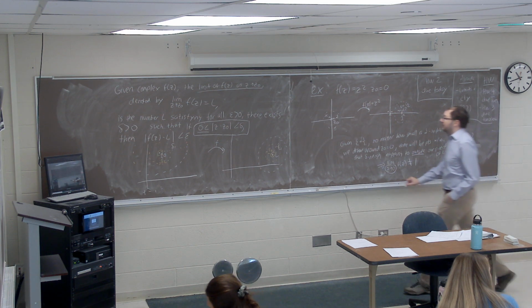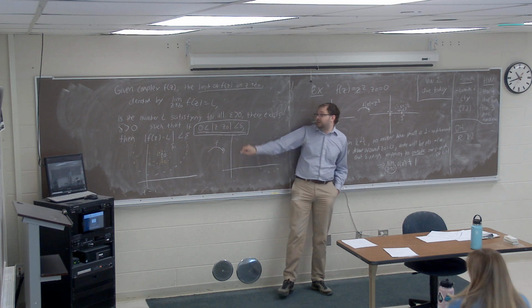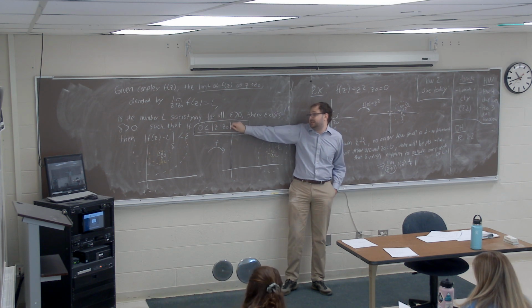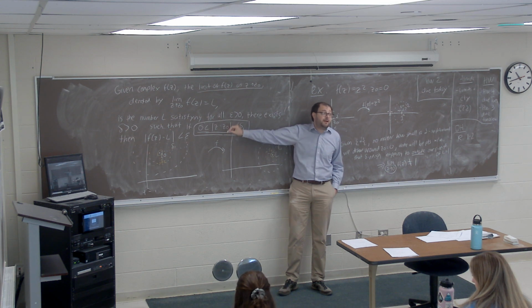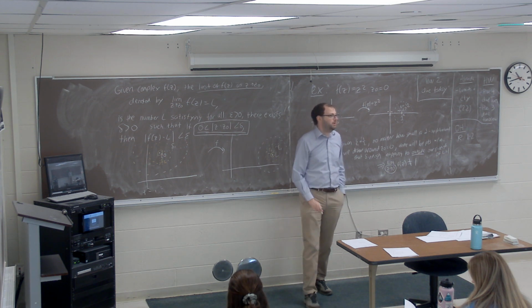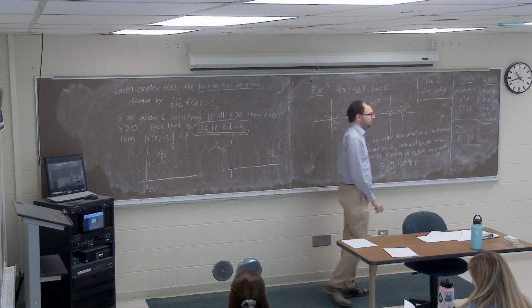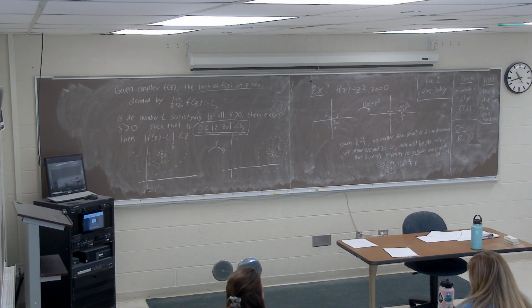And if we go over here, look at this condition, we only care about points in our delta neighborhood of z naught mapping to within the epsilon neighborhood. We don't care about z naught itself. We just need all other points in our delta neighborhood to map to within that epsilon neighborhood. So the fact that 0 itself doesn't map to within the epsilon neighborhood doesn't really matter.